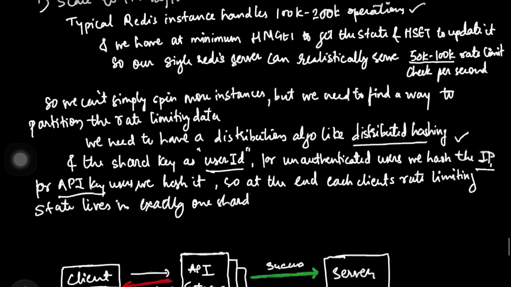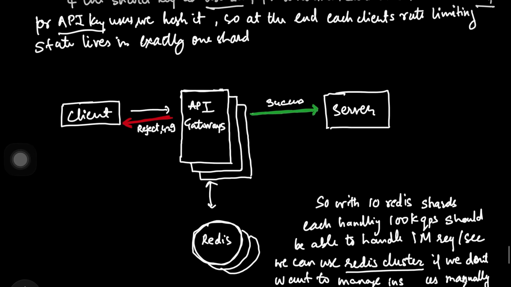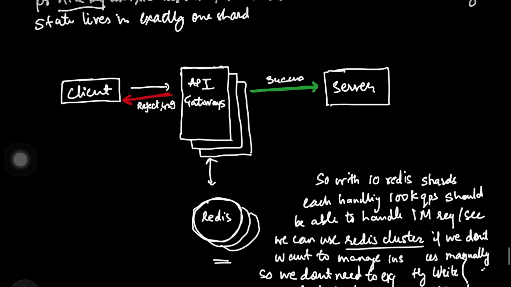And that is why in our high-level diagram here, we have API gateways. Instead of just a single Redis instance, we would have a cluster over here where I have just drawn multiple Redis instances. So if we add 10 Redis shards, each handling 100k QPS, we should be able to handle 1 million requests per second.